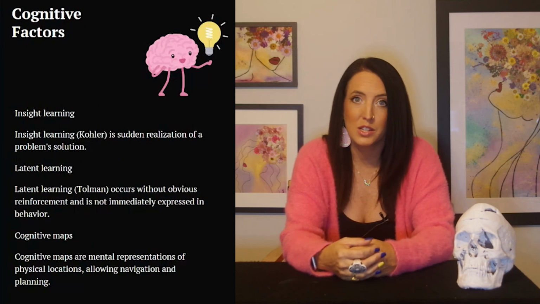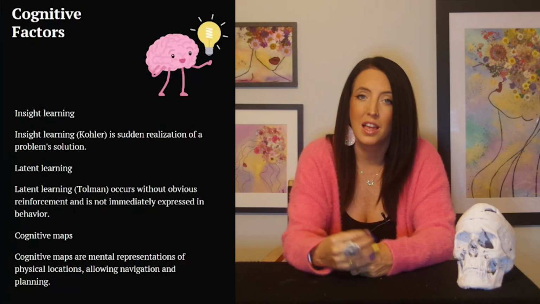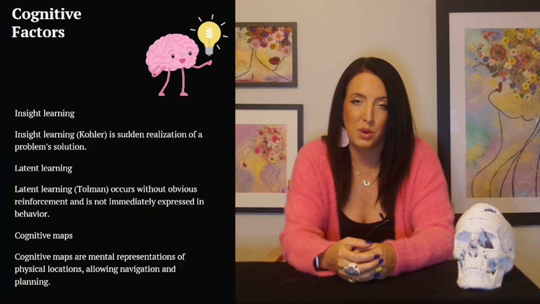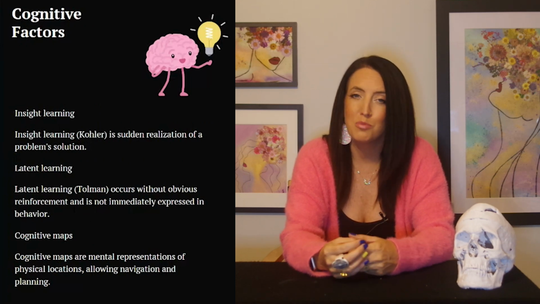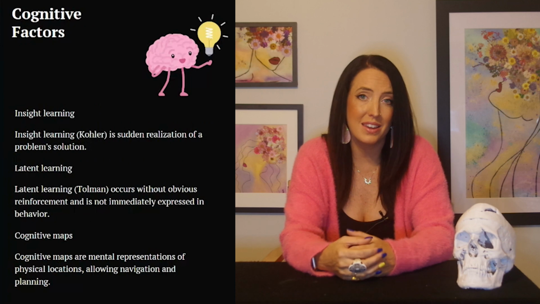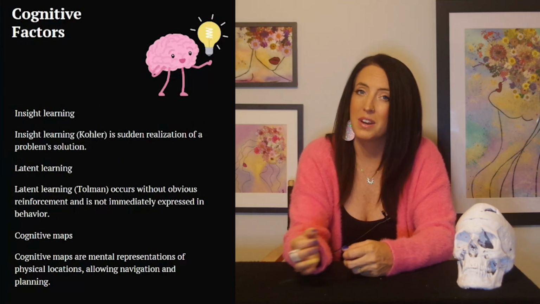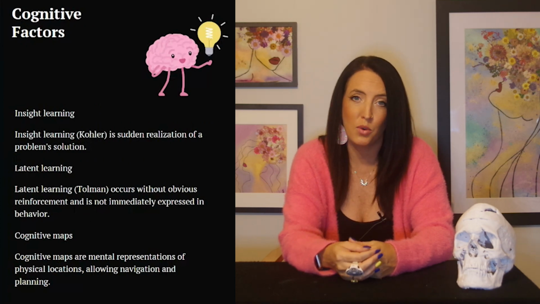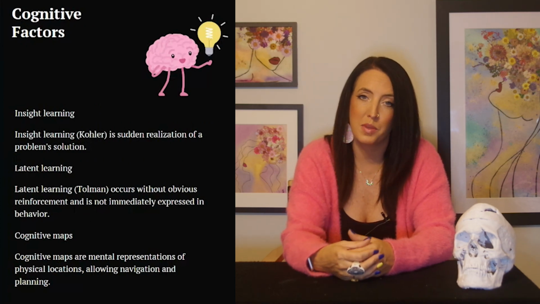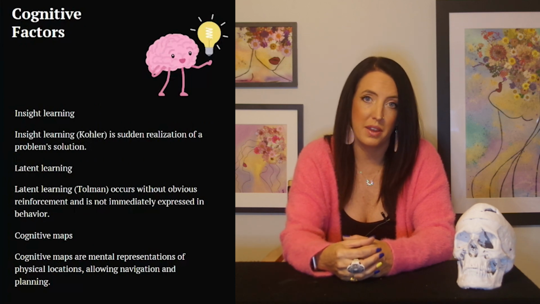Latent learning is what happens when we don't necessarily see the learning take place until a reinforcement is present. For example, if a teacher asks a question in class and you know the answer, you might not raise your hand because that might not be a reward that you want to receive at that moment. But if that same question shows up on a test and now you're getting a grade for it, now there's a reinforcement that's present that's enough for you to demonstrate that latent learning that took place.